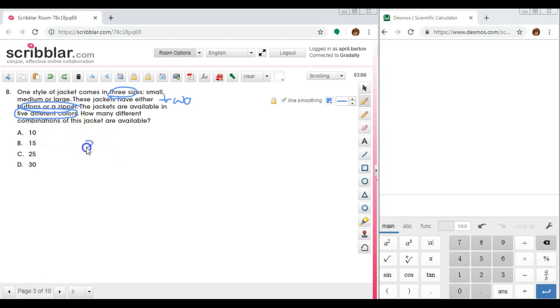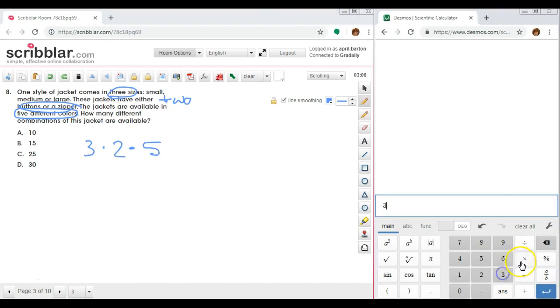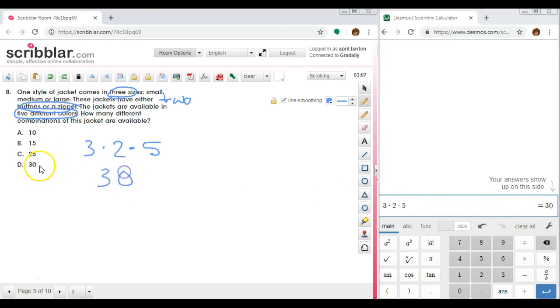To figure that out, we just multiply the numbers together. 3 sizes, 2 options for the closures, the buttons or the zipper, and 5 colors. 3 times 2 times 5. You can do that by hand, or it never hurts to check with your calculator. That gives us 30.